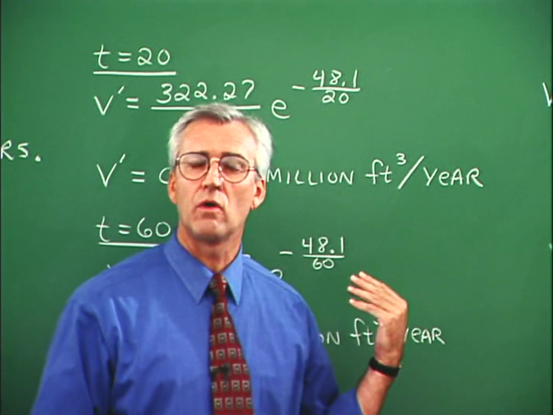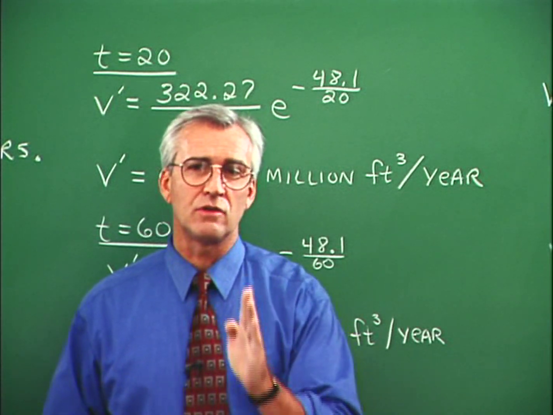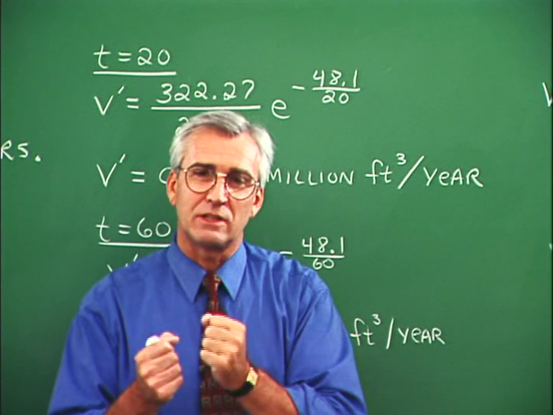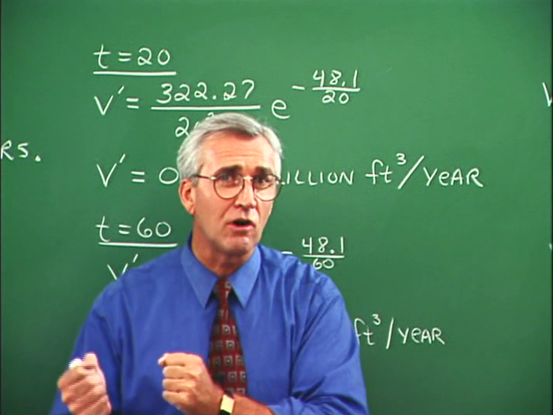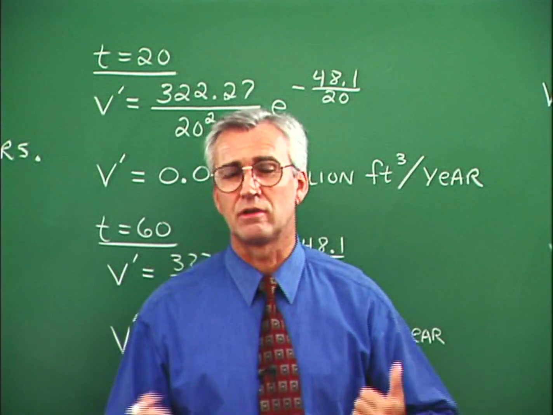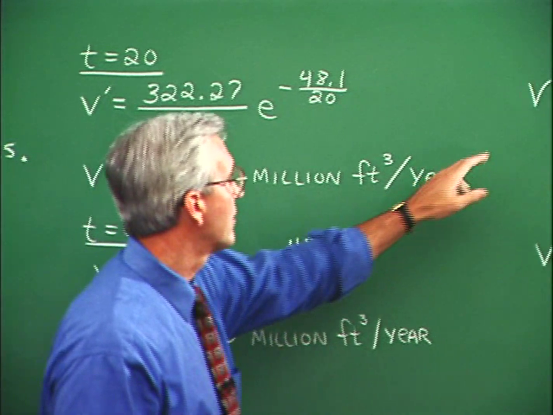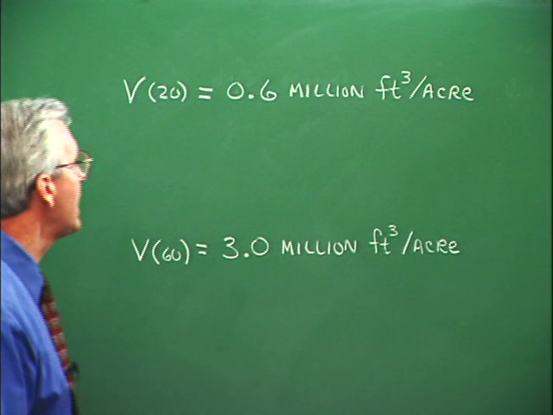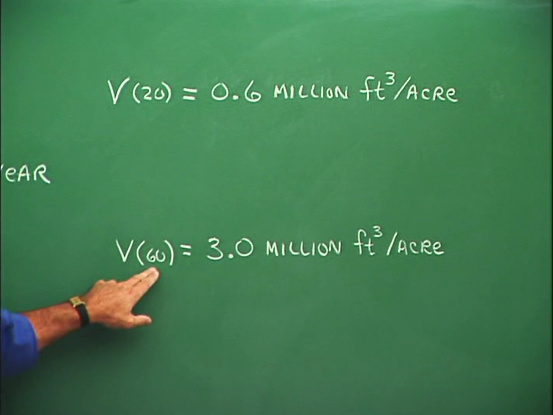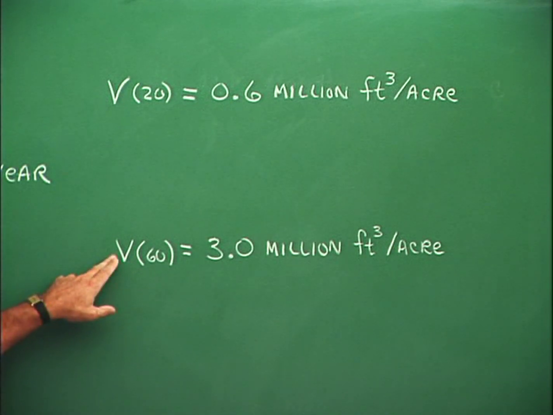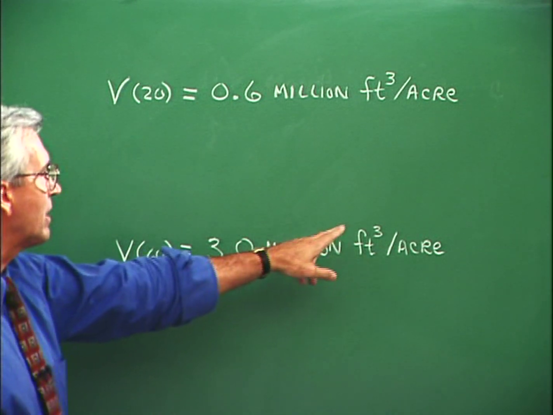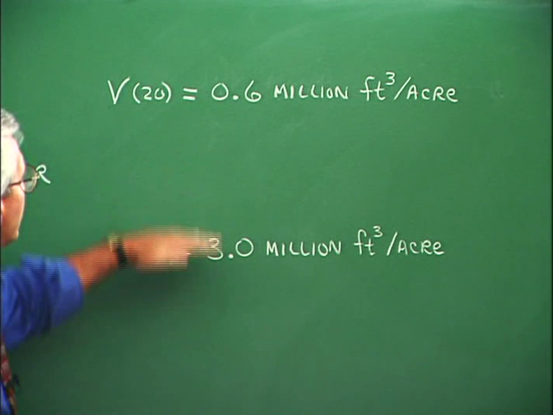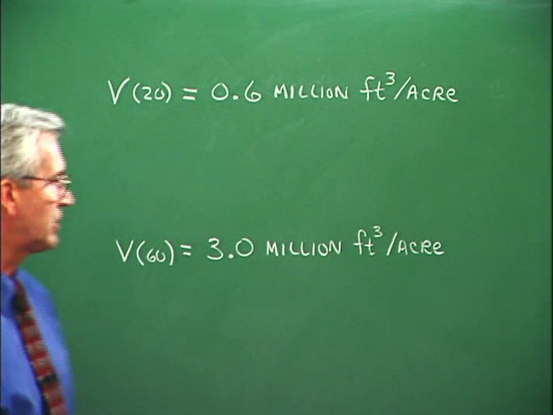This rate, although it may seem rather low, is just galloping right along from year to year. It's changing a little bit, but we still have growth going on, and that makes a big difference after a lot of years. I found that the volume after 20 years is 0.6 million cubic feet per acre. And then putting 60 into the original formula for volume, it turns out to be 3 million cubic feet per acre if we're able to wait 60 years before cutting the timber. Quite a bit of difference, waiting 20 years versus waiting 60 years.